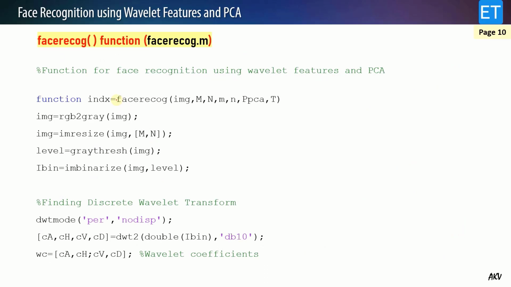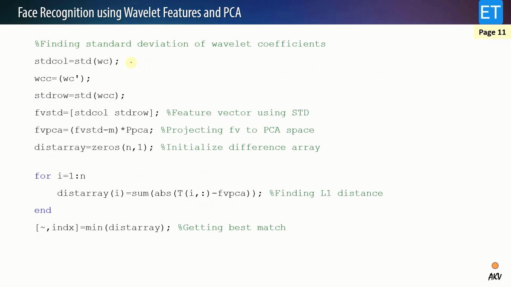So now let me show you what is inside this face recog function, which I have just used inside the bulk testing.m. It is simply again the same code. I am reading the image, converting RGB to gray, resizing, and then binarizing it, taking the wavelet transform, getting the wavelet coefficient matrix, and then taking the standard deviation row wise, column wise, and then finding its 380 point feature vector, then projecting this to the PCA space, converting it to 70 points, then initializing the distance array to store all the L1 distances, and then comparing this with all the previously stored 70 point feature vectors of each image, and then finding the minimum of distance. That means the least distance means the maximum match, the best match. So I am getting the corresponding index. That's it. So these are very simple programs.